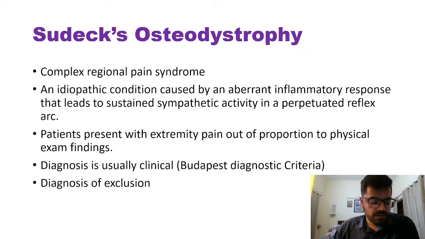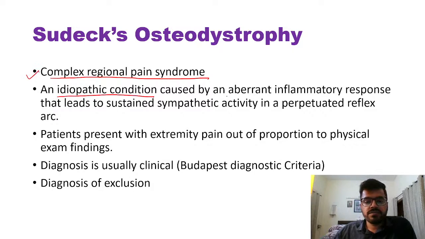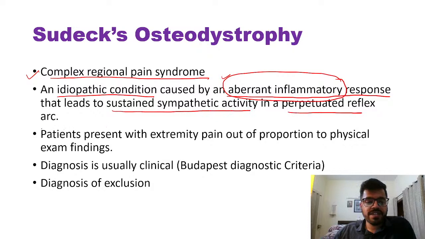Let's move on to the next topic, that is Sudeck's osteodystrophy, also known as complex regional pain syndrome. What is complex regional pain syndrome? It is an idiopathic condition caused by an aberrant inflammatory response. The inflammatory response is not correct, it's aberrant. The aberrant inflammatory response has led to sustained sympathetic activity in a perpetual reflex arc. So it is an idiopathic condition, poorly understood. We don't exactly know the reasons.